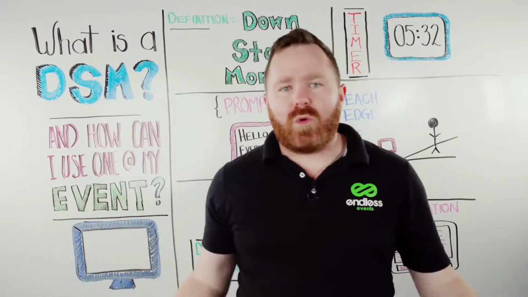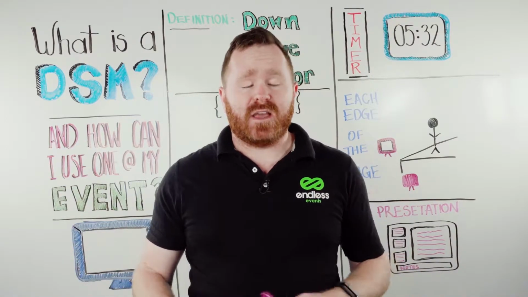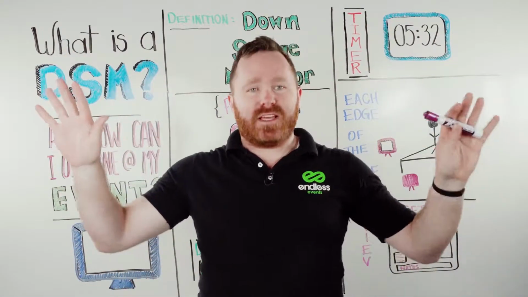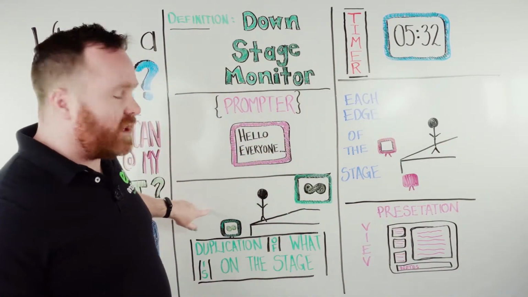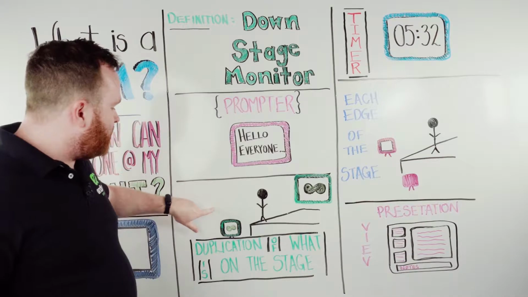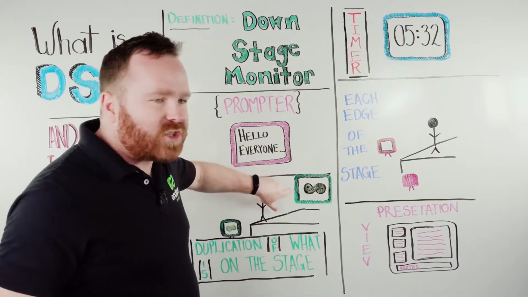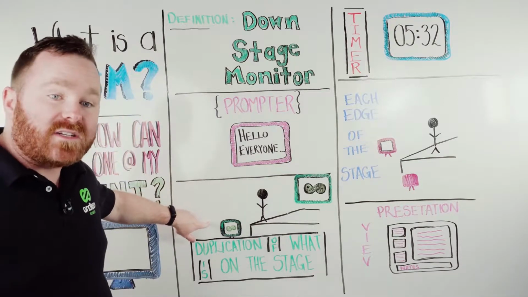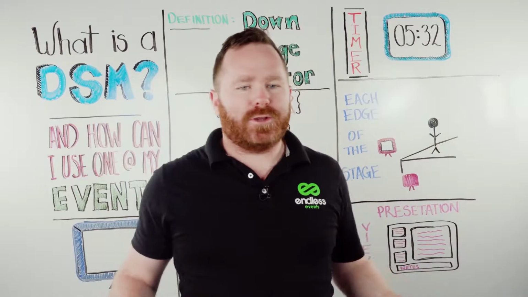Now you're wondering, what goes on this downstage monitor? Here are all the different ways that you can utilize it. The first and most common and easiest way is to just do a simple duplication of what is on the presentation screen. For example, in this case, you have the logo, a fancy Endless Events logo, up on the screen. We just duplicate that right down onto the DSM, so that the presenter doesn't have to do that awkward craning behind and looking.